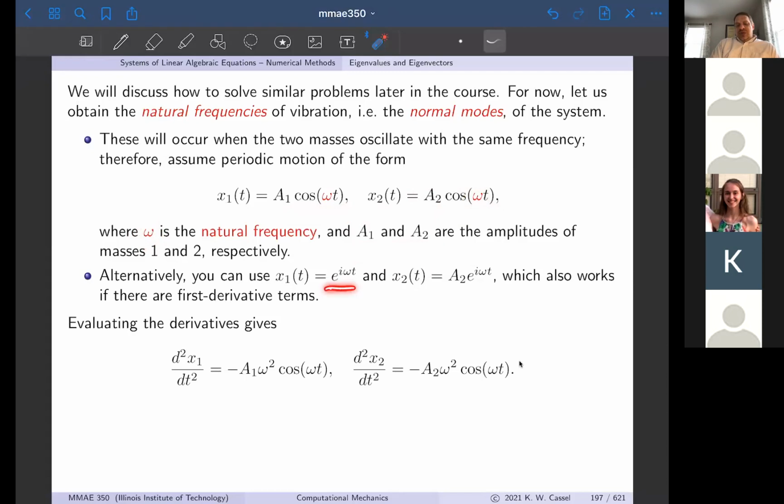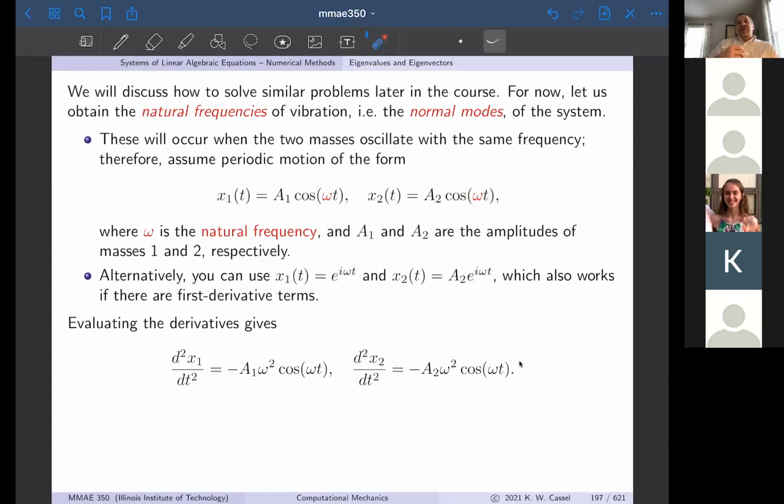Another way to do it is use exponentials. So e to the i omega t, e to the i omega t, where again, omega is the natural frequency that I'm looking for. Either way is fine. Mathematically, they're both correct. The advantage of doing it this way is if I have first order derivatives as well. I don't in this example, but if I had first order derivatives, then I would use this way to take care of that. Because the problem with cosine is if I take the derivative of cosine, I get a sine. So now I have a cosine in some terms, a sine in some other terms.